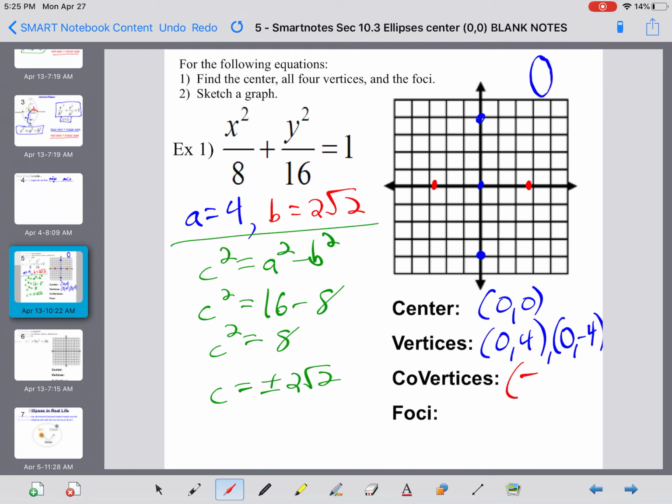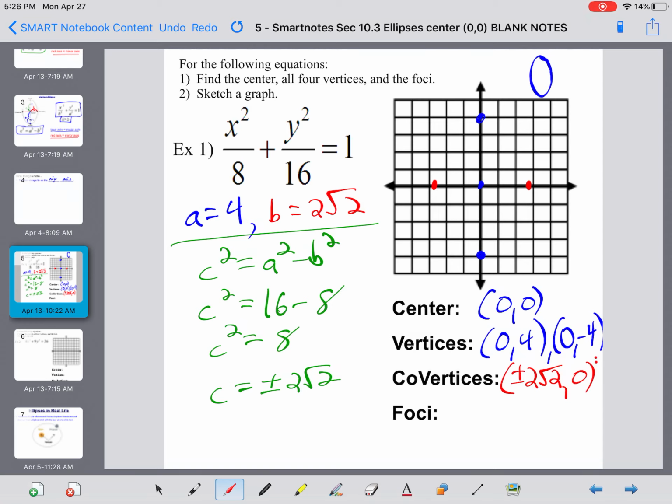So let's write this like that. This would be plus or minus 2, plus or minus 2 root 2, comma 0. So either two separate points like we did for the vertices, or you can write it as a plus or minus, like we did here, plus or minus 2 root 2, comma 0, because it went left and right.